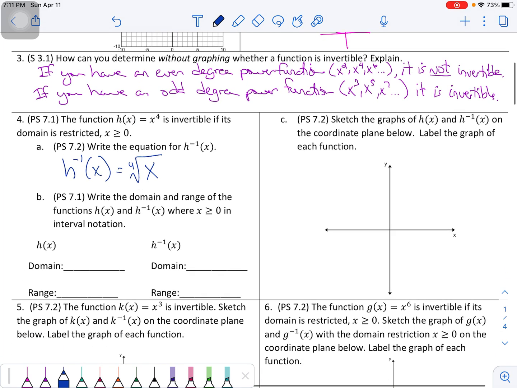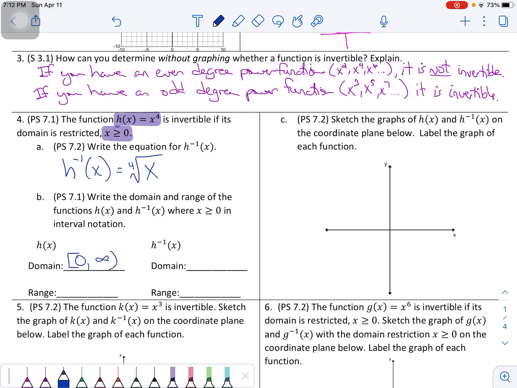All right. Write the domain and range for the functions h of x. So h of x is the original function here. However, it's been restricted. The domain has been restricted. So speaking of domain restrictions, we're going to do x is greater than or equal to 0.